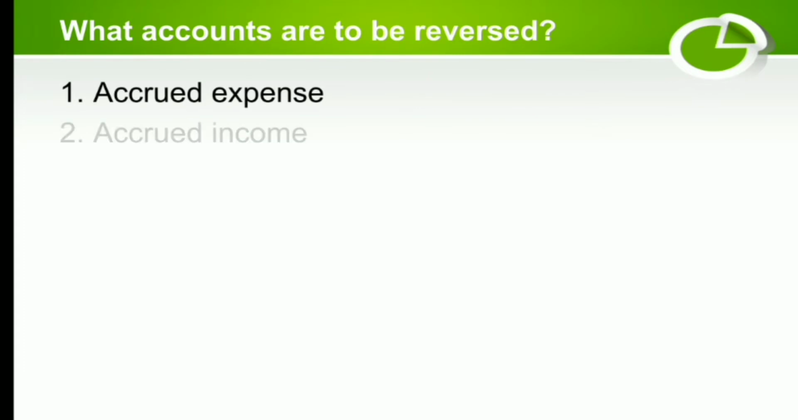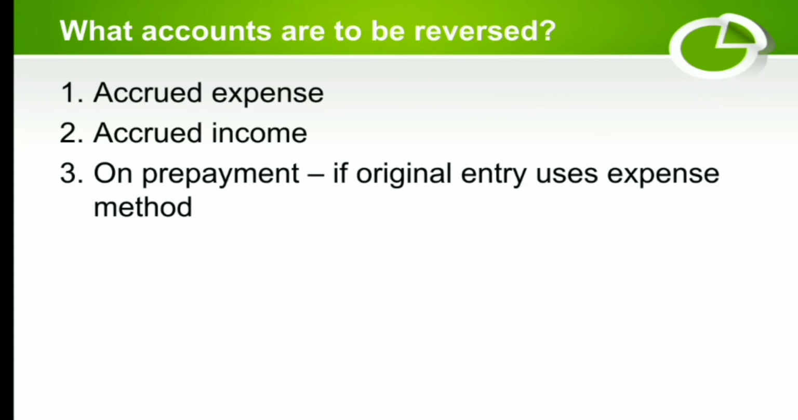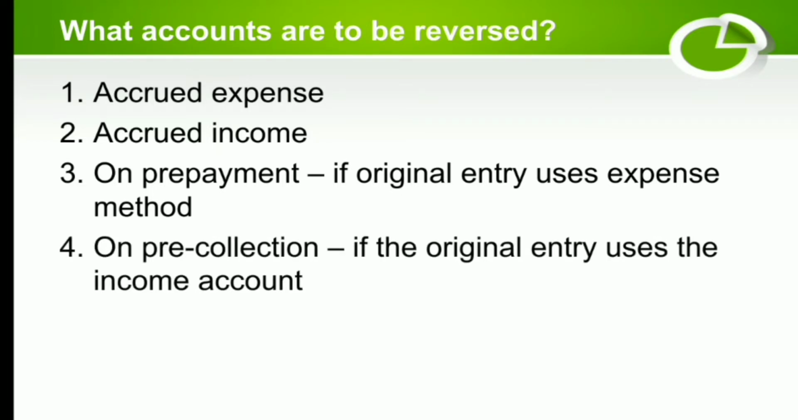And these are the adjusting entries that require reversing entries. 1. Accrued expense. 2. Accrued income. 3. On prepayment, if the original entry uses the expense method. And 4. On pre-collection, if the original entry uses the income account.